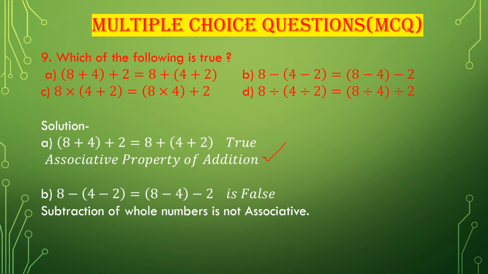B, 8 minus (4 minus 2) equal to (8 minus 4) minus 2. This is a false statement. As we know, subtraction of whole numbers is not associative, so this is a false statement. We know addition is associative in whole numbers, but subtraction is not associative in whole numbers.